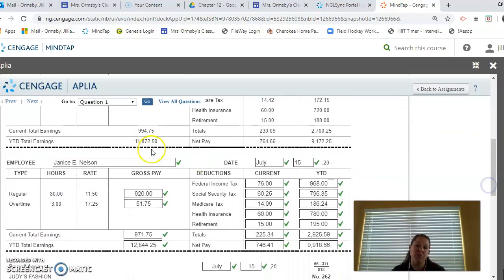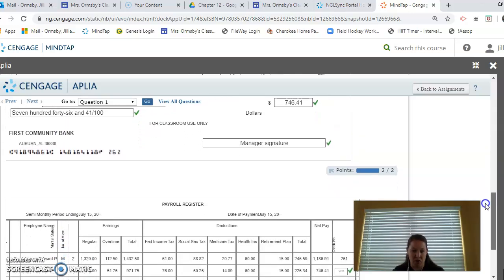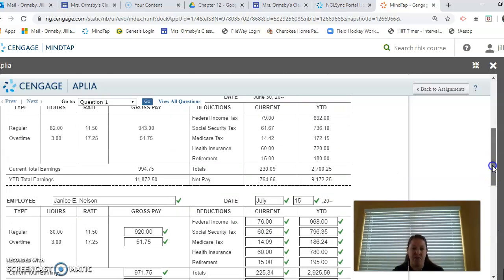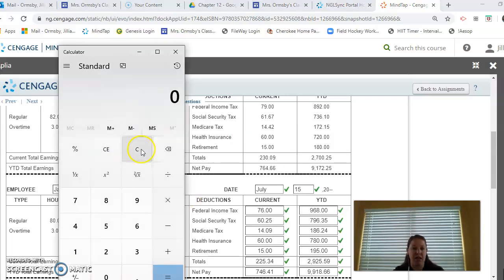We're going to put the name of our employee, Janice E. Nelson, on July 15th. And we're taking this information directly from the payroll register. So regular earnings, $920, overtime, $51.75, and total $971.75. So that information gets plugged in: $920, $51.75, $971.75. To get the year-to-date total earnings, again, we need our calculator.